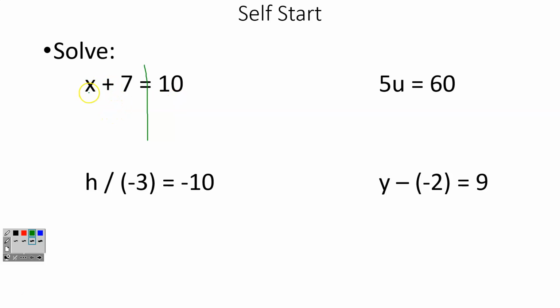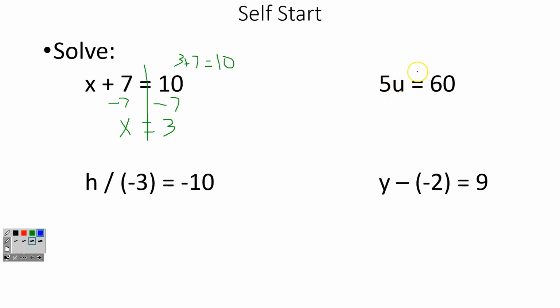So I need to get the x by itself. The opposite or the inverse operation of adding 7 would be subtracting 7. I need to make sure to do it to both sides. If you don't do it to one of the sides, you will not receive any credit. And the last thing is you need to put your answer as the variable, which is x, equals, and then 10 minus 7 is 3. If I want to check my work, I just plug in 3 for x. So I get 3 plus 7 equals 10, and that comes out to be a true statement. So there you go.